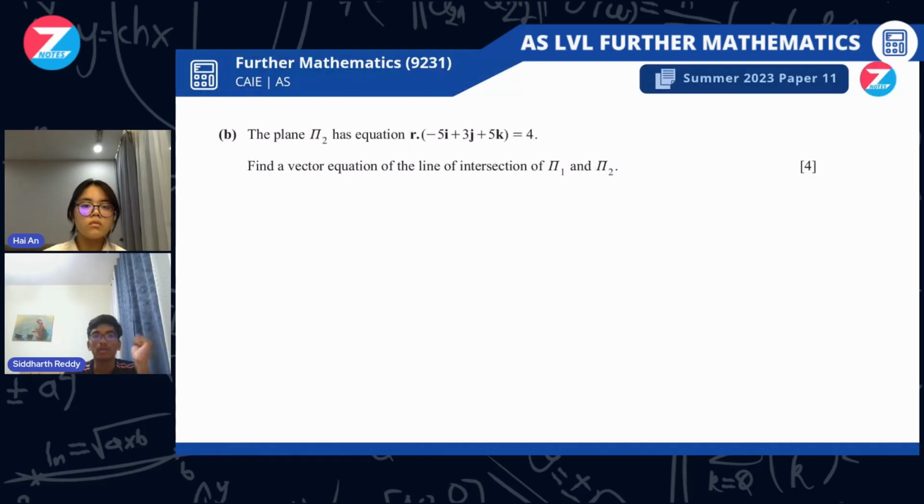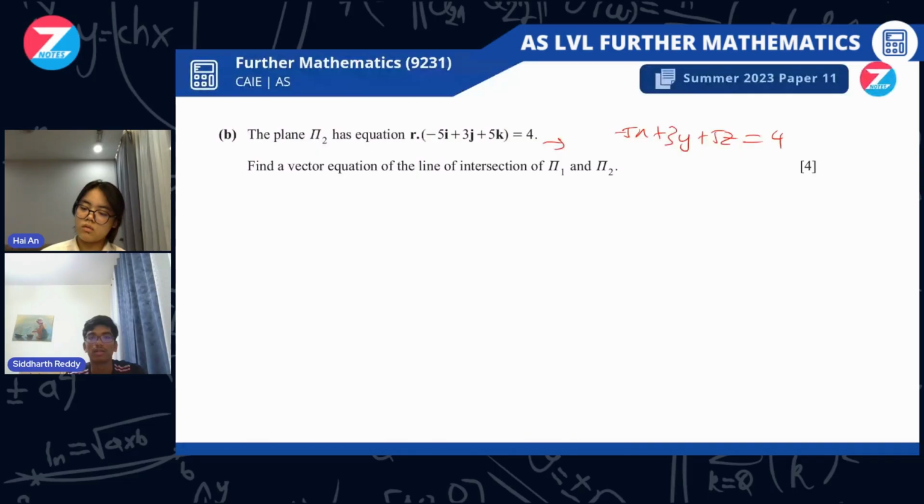The plane pi 2 has equation r dot minus 5, 3, 5 is equal to 4. Find the vector equation of the line of intersection of pi 1 and pi 2. So we can quickly write this in the Cartesian form, which just becomes minus 5x plus 3y plus 5z is equal to 4. Find a vector equation of the line.